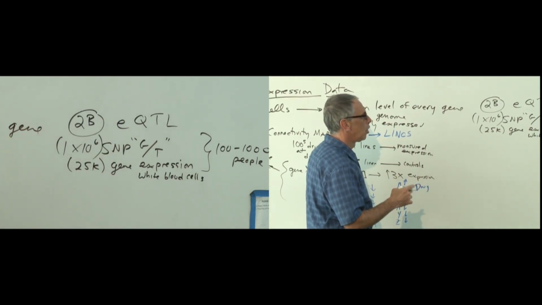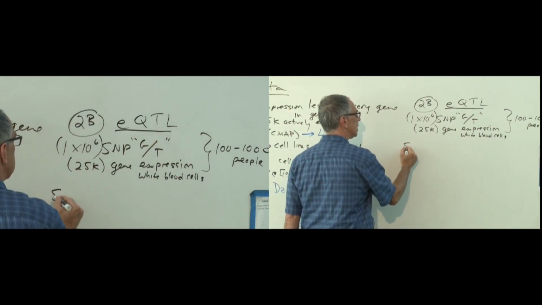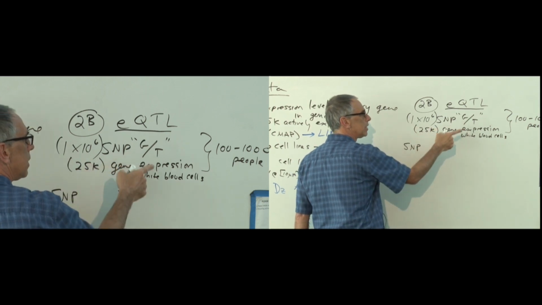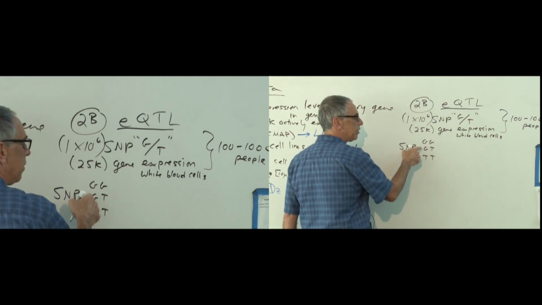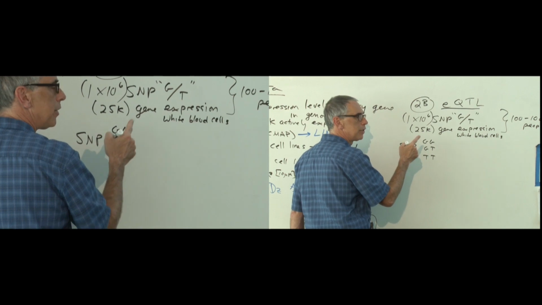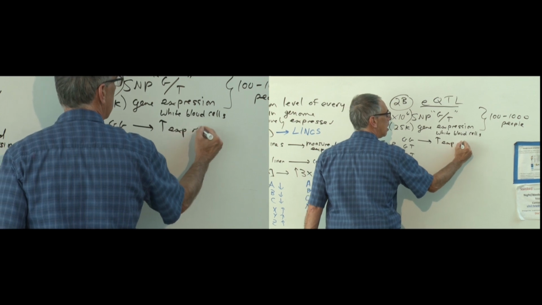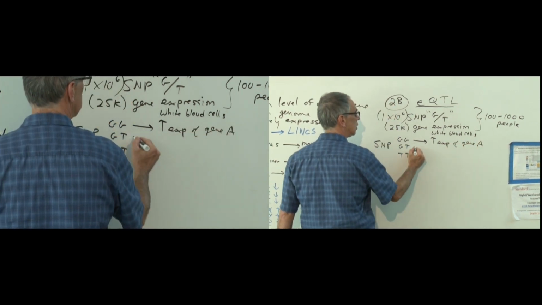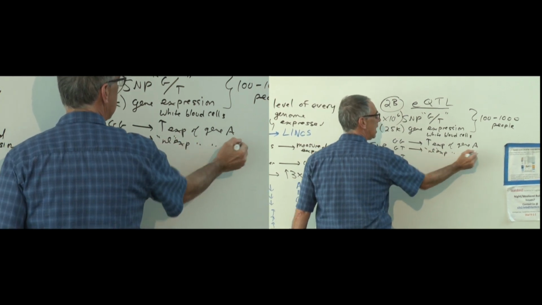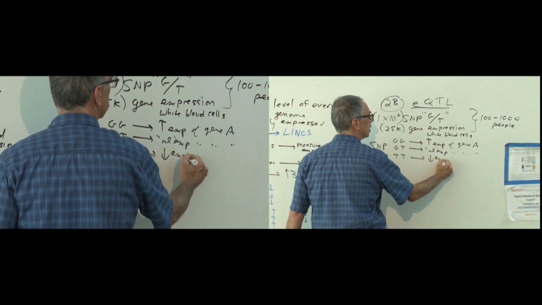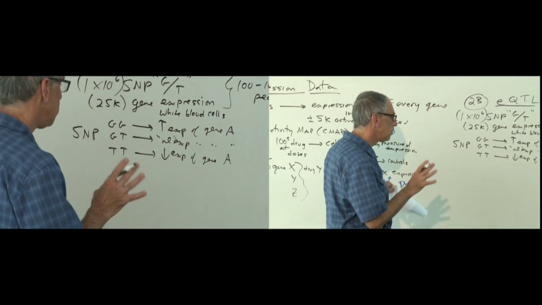When you get this data, you can find something called expression EQTLs, which are SNPs where the allele of the SNP, so remember the SNP alleles are going to be GG, GT, and TT, where these are predictive of the gene expression level. So let's say GG predicts high expression of gene A. GT is normal expression, we'll put normal in quotes, of gene A, and TT is low expression of gene A. There's a bunch of statistical things you have to do, but you can do this.